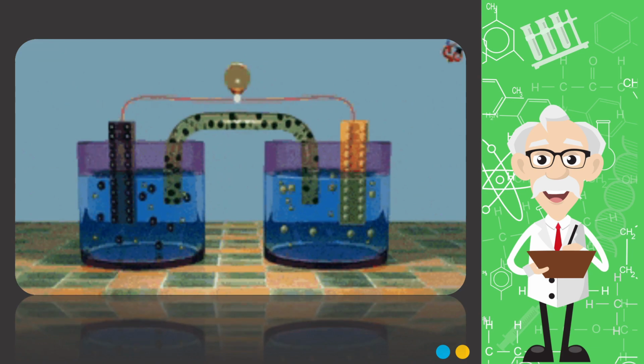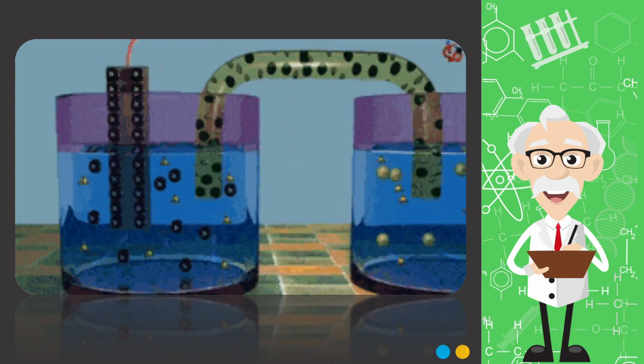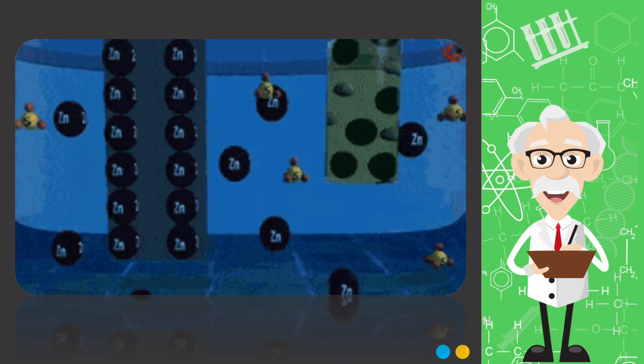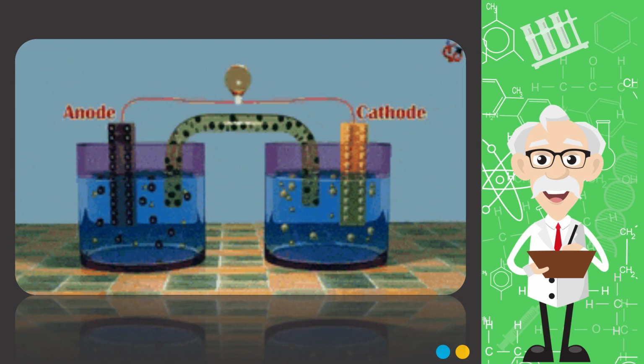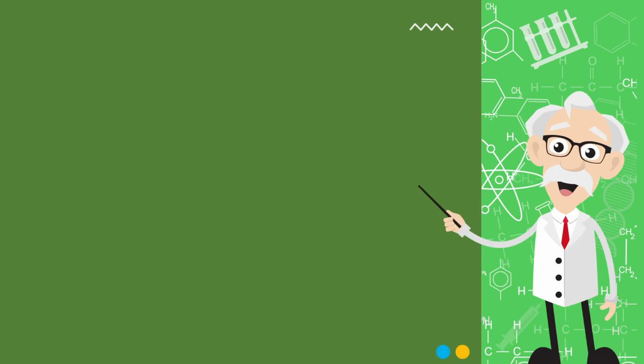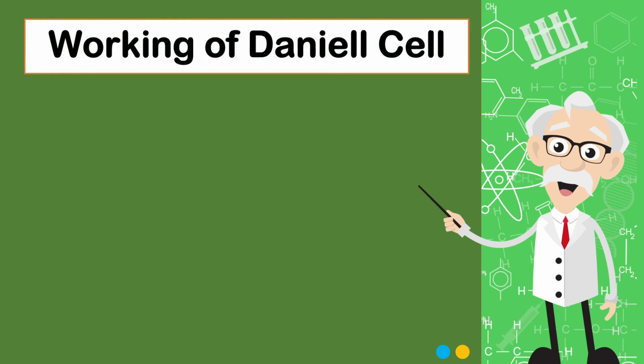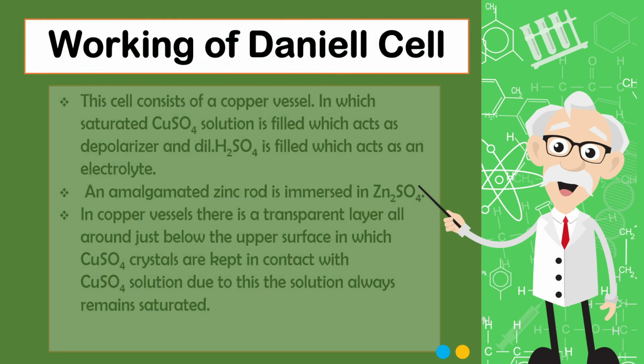So now let's move to the next slide, which is about a GIF form of Daniell cell's working, in which we can see how the electrons are going from anode to cathode and how the current flows from cathode to anode in the galvanic cell. Let's move further to see what happened next. This slide shows us the working of the Daniell cell.